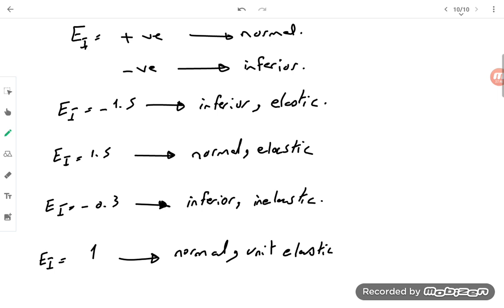So once again, the sign stands for the type of the commodity, whether it is normal or inferior, while the absolute value stands for whether the demand is elastic, inelastic, unit elastic, or perfectly inelastic.